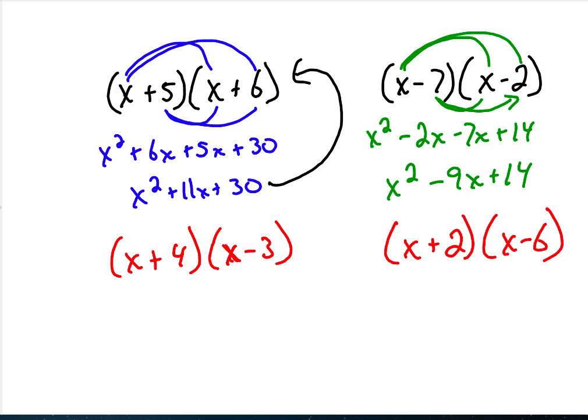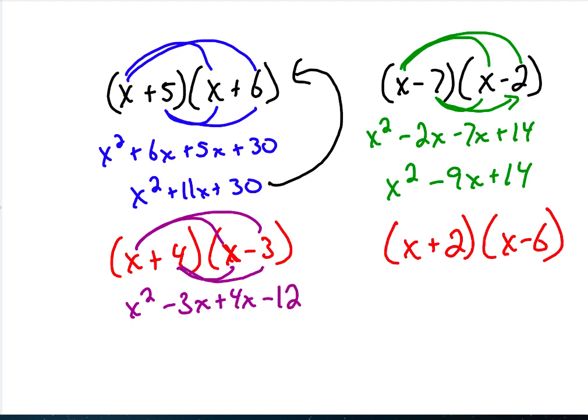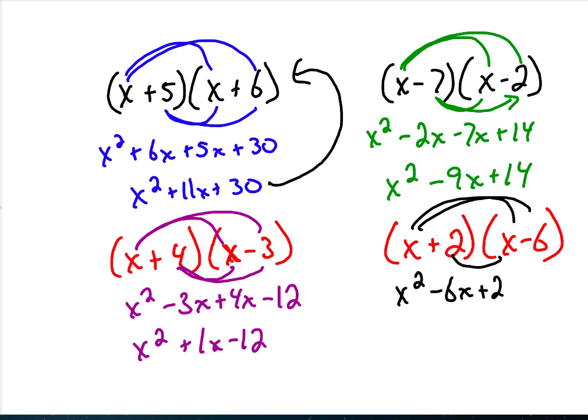For the bottom one, I have a plus and a minus. So I get my x squared, I get my minus 3x, I get my plus 4x, and I get my minus 12. And then I end up with x squared plus 1x minus 12. On the next one, again, I have a plus and a minus. So when I double distribute, x squared minus 6x plus 2x minus 12. Oh, not minus 6x, so minus 4x minus 12.